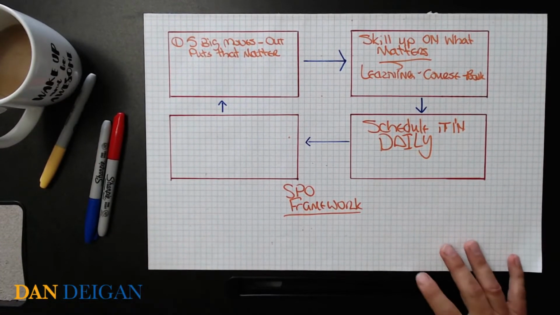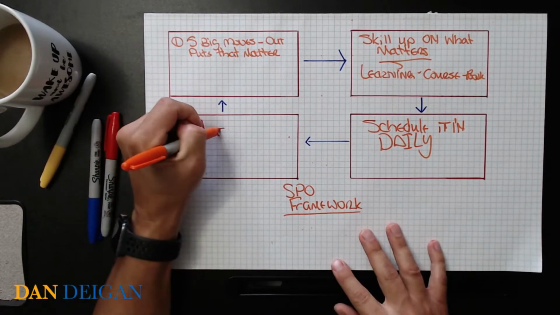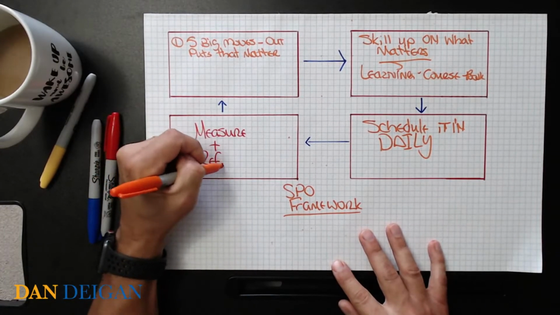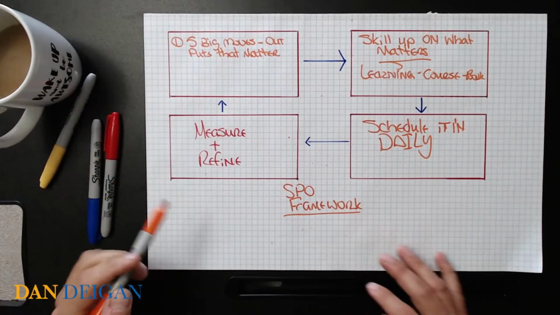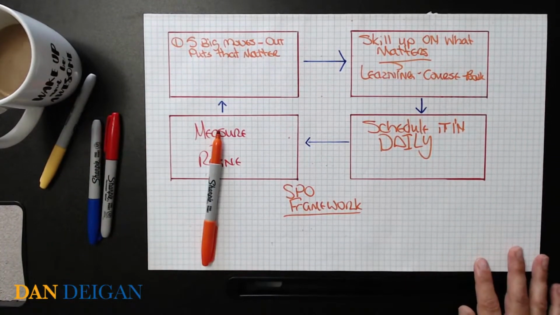Number four is really simple: measure and refine. And this perpetual loop continues. So when we talk about measure and refine, right?